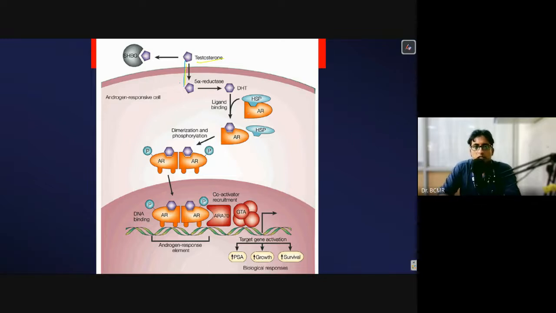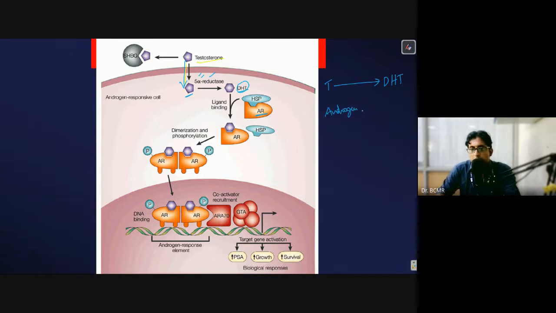It can pass through the cell membrane, and once it is inside the cell, it can be acted upon by 5 alpha reductase. Reductase means by adding 2 hydrogens, it makes dihydrotestosterone. Testosterone is acted upon by 5 alpha reductase and makes dihydrotestosterone. And now the dihydrotestosterone is active and it can bind to AR, or that is the androgen receptor.